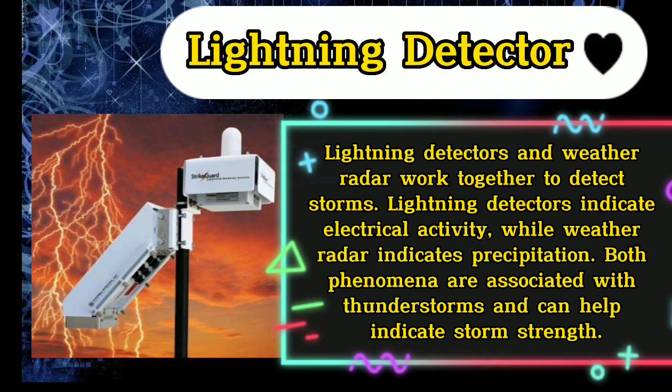Lightning detectors and weather radar work together to detect storms. Lightning detectors indicate electrical activity, while weather radar indicates precipitation. Both phenomena are associated with thunderstorms and can help indicate storm strength.